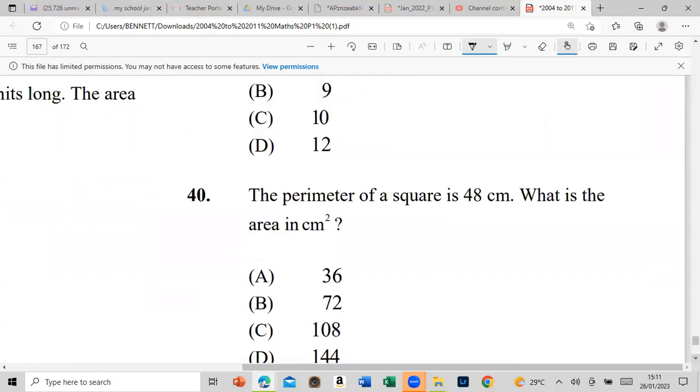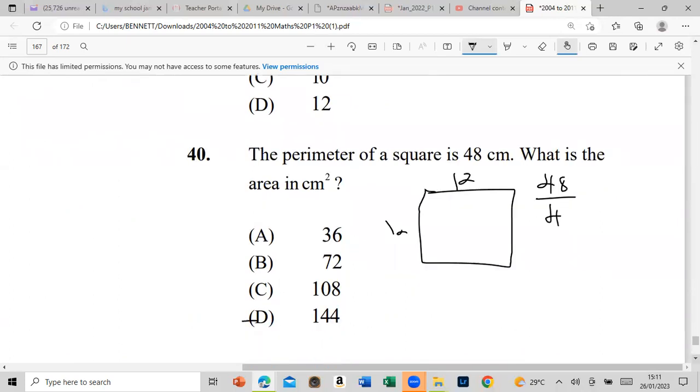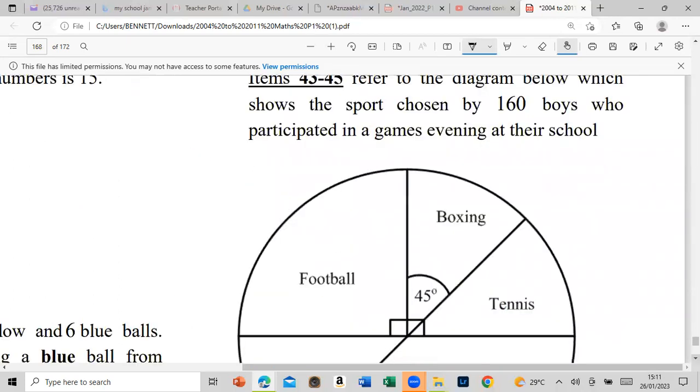The perimeter of a square is 48 centimeters. What is the area? We divide 48 by 4 to find one side, which works out to 12. To find the area, it's 12 times 12, so that's 144. So let's move on.